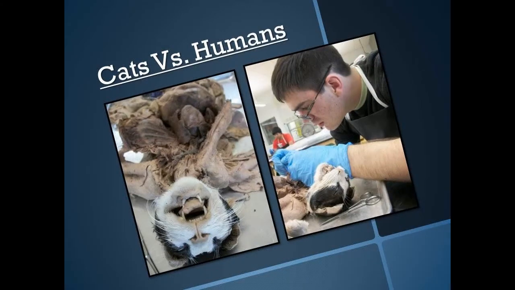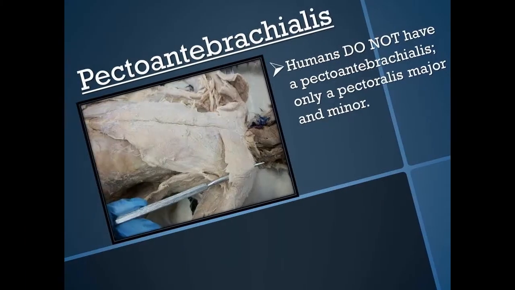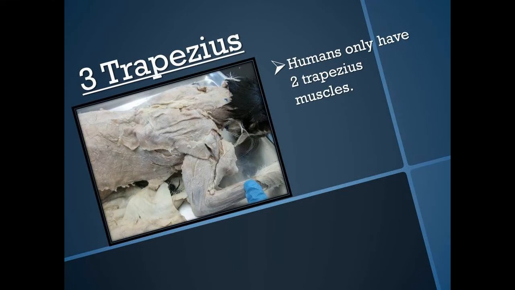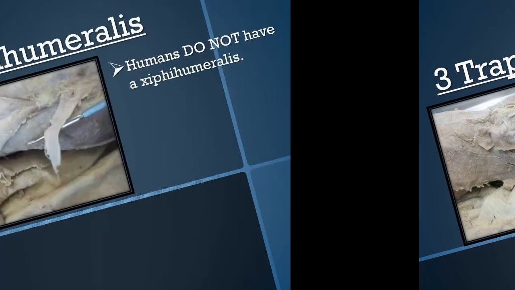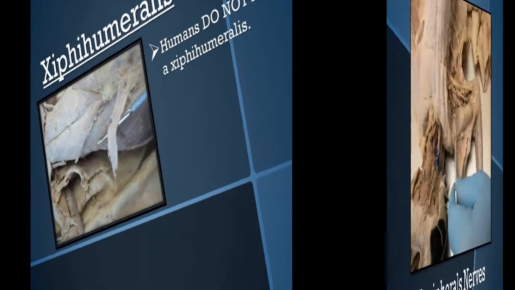Now if you haven't already noticed, there are some differences between humans and cats regarding the muscular system. First off, cats have 3 deltoids while humans only have 2 deltoids. The pectoantebrachialis is non-existent in humans, where we only have a pectoralis major and minor. Another prominent difference is that cats have 3 trapezius muscles while humans only have 2. And as well, the xiphihumeralis is non-existent in humans.